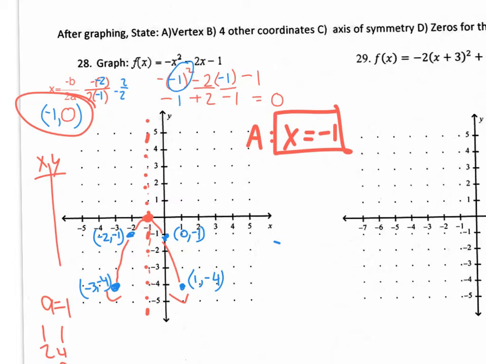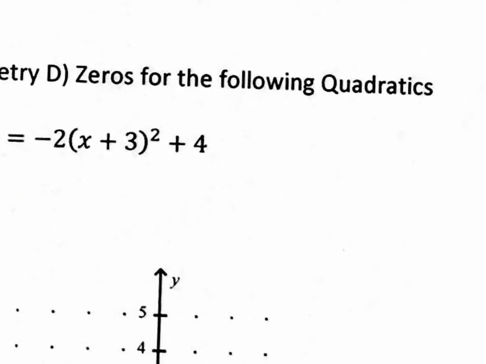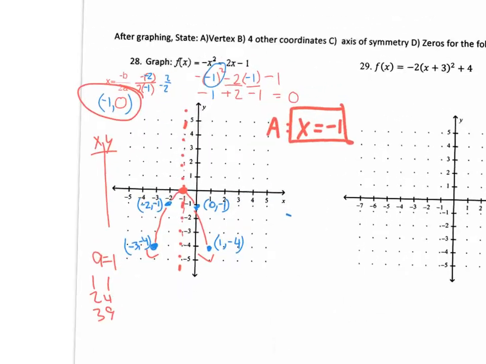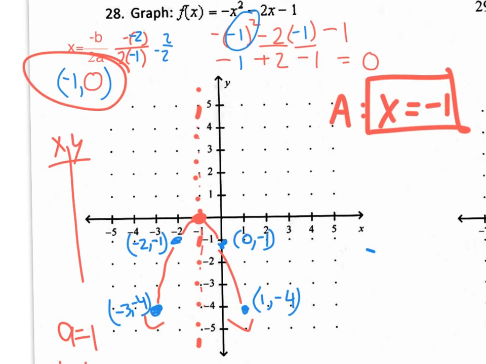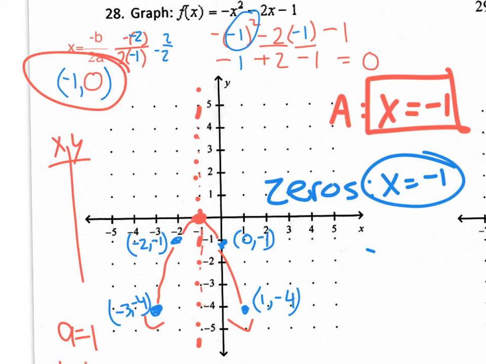What else are they asking for? Finally, they're asking for the zeros. If we take a look over here, it says D, the zeros for the following quadratics. Okay, so what are the zeros here? The zeros are the location where your graph crosses your x-axis, and as you can clearly see, it only touches the x-axis right there at the value of -1. So what are the zeros? The zeros are x equals -1. It's the same thing as the axis of symmetry equation, or you could even give this 0 as a coordinate, the coordinate -1, 0. Okay?